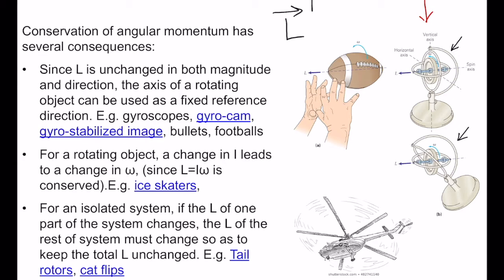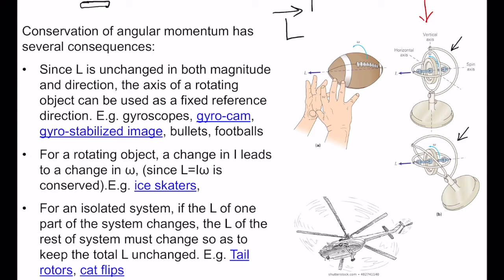Another similar application is bullets. When a gun fires a bullet, typically you would want the bullet to maintain a particular orientation. You don't want it to be flapping around. So how do you make the bullet keep pointing in the same direction as it's flying through the air? The barrel of a gun is grooved, and the spiral grooving inside the barrel causes the bullet to spin while it's moving through the barrel of the gun.